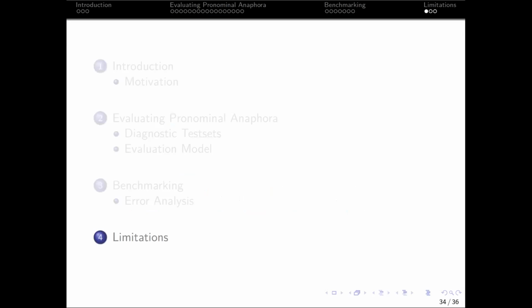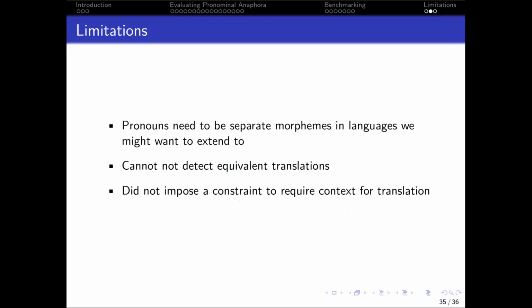Okay, so let me now talk about some limitations of our work. The first thing is that although our effort was to make sure that it was generalizable, so we could produce the test sets and build the models across different languages, we did make the assumption that pronouns would be separate morphemes, which is quite easy in English. It's easy, it's a closed set, you can match and filter things quite easily. But if you have languages where they're not separate morphemes, it becomes a little bit more complex.